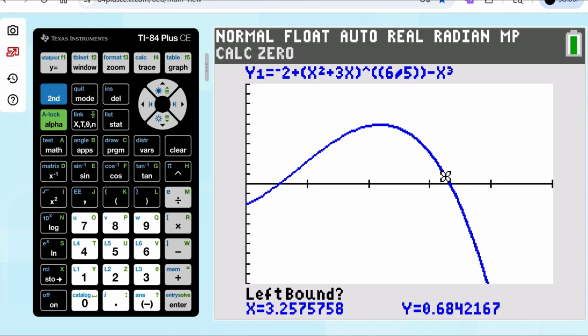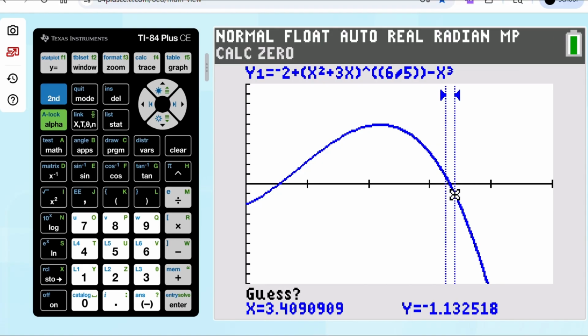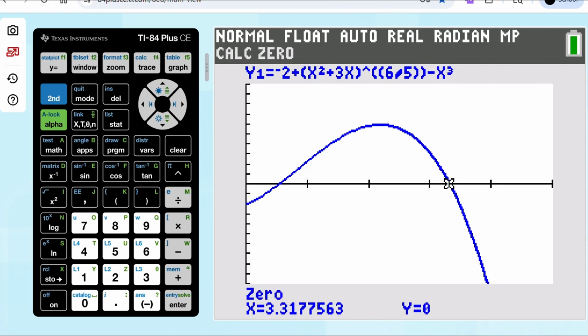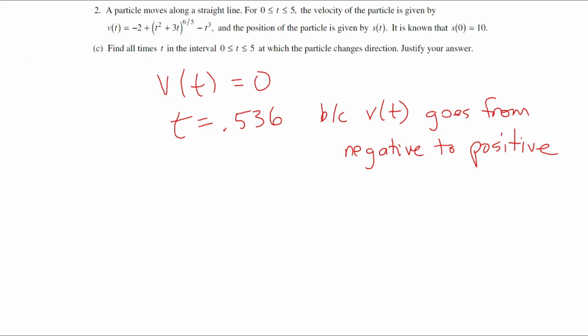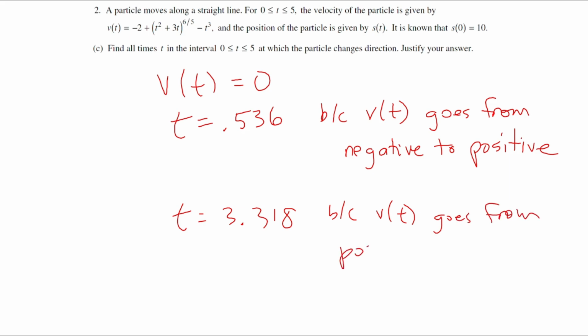All right, now we're just to the left of that intercept. Hit enter. It says right bound, go just to the right. Hit enter a third time, and we get 3.318 when we round that. And so we'll say t equals 3.318 because v of t goes from, this time, positive to negative, right?